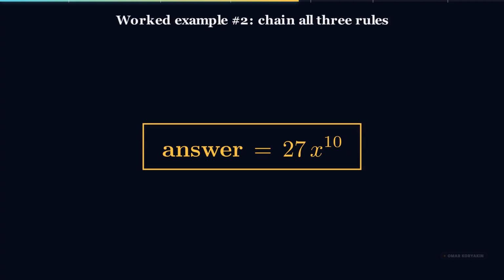The big takeaway from this example is the chaining pattern. When an expression contains multiple operations, you can usually apply one exponent rule at a time in the order that makes the expression simplest at each step. Power of product first to break apart the parentheses, power of power second to flatten any stacked exponents, and finally product rule to combine same base groups.